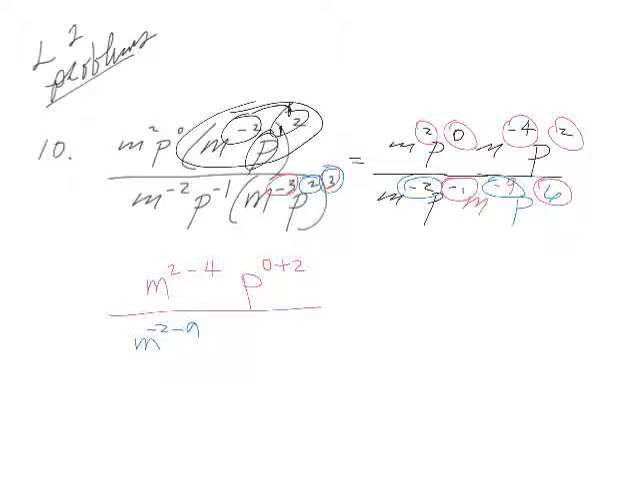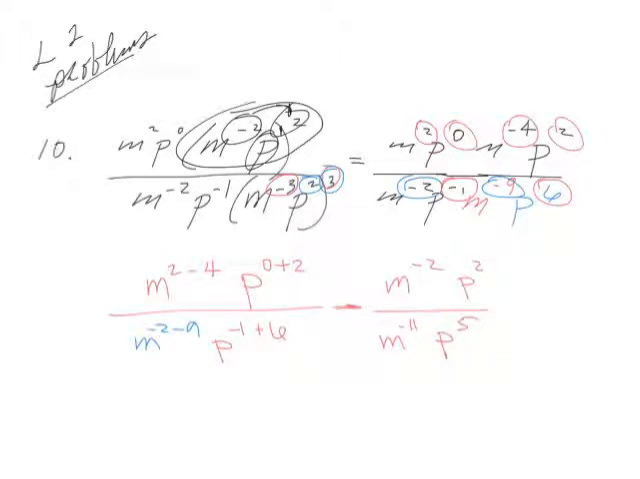I can combine my p's. That's negative 1 plus 6. So I end up with m to the negative 2, p squared, over m to the negative 11, and p to the 5th power there. Okay? So the instructions say that we want all of my exponents in the numerator.